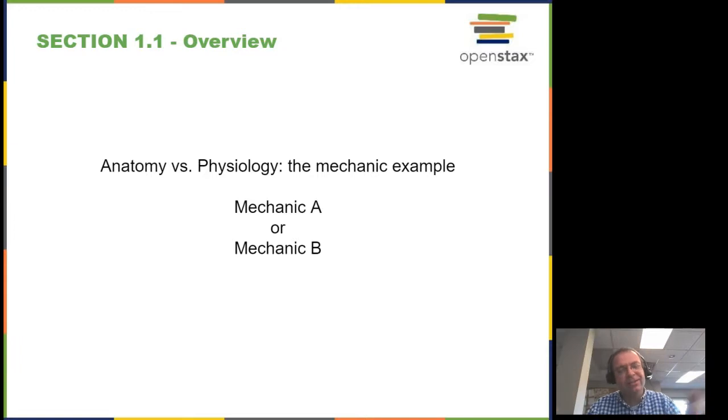Well, it kind of makes sense that you're going to go to mechanic B, because the advantage of knowing how the car functions and the functions of the individual parts will help the mechanic diagnose what's wrong with your car. So anatomy is the study of structure. Tomy is to cut. So anatomy is literally, the root word means to cut up. So anatomy is structure. Physiology is function.